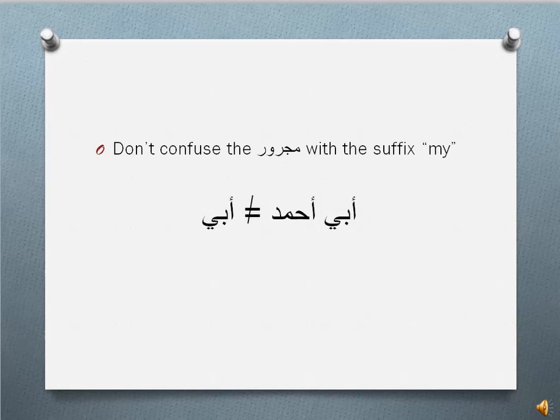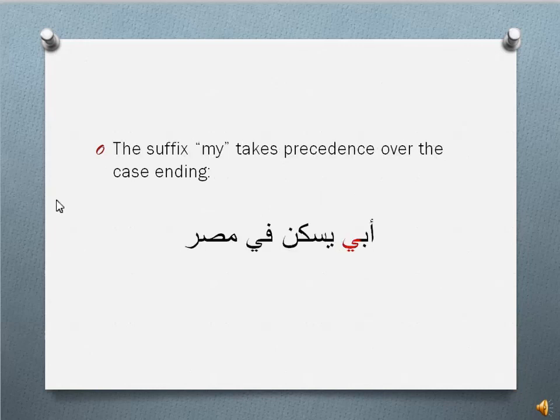So let's take an example. Abi يسكن في مصر. And this is good to point out: this suffix, just like any possessive suffix, takes precedence over the case ending. So Abi يسكن في مصر. Well, this is obviously my father. It's not the father of Yeskun. First of all, it's a subject, so this would be the wrong case ending. And then there's nothing following it. So Abi yeskun fi Masr. Abuka yeskun fi Masr. Why here? Because it's in a possessive. It's in an idafa with ka, your father lives in Egypt.